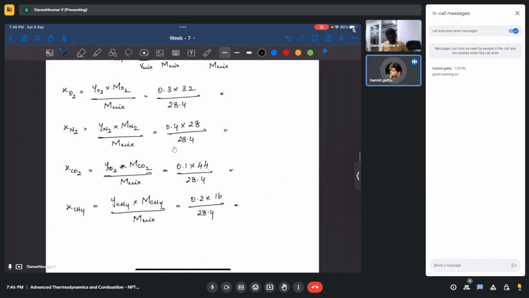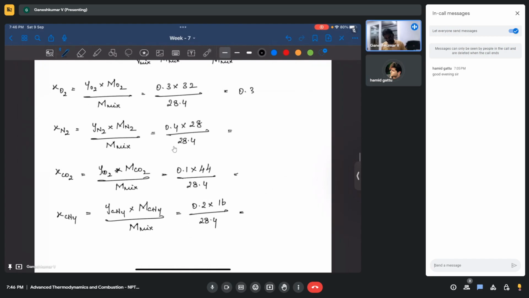So I'm getting for oxygen 0.338, for nitrogen it's 0.394, and for CO2 it's 0.6197. And for the fourth species, it is 0.1127. So I think CO2 is quite high. If you add all these, it should come out to be 1.